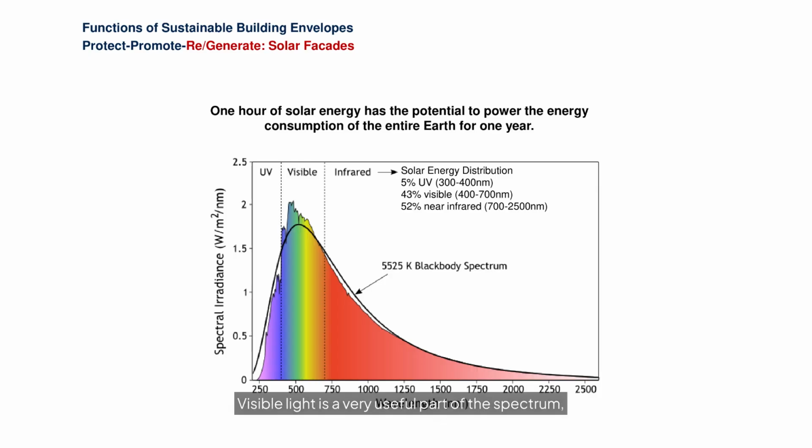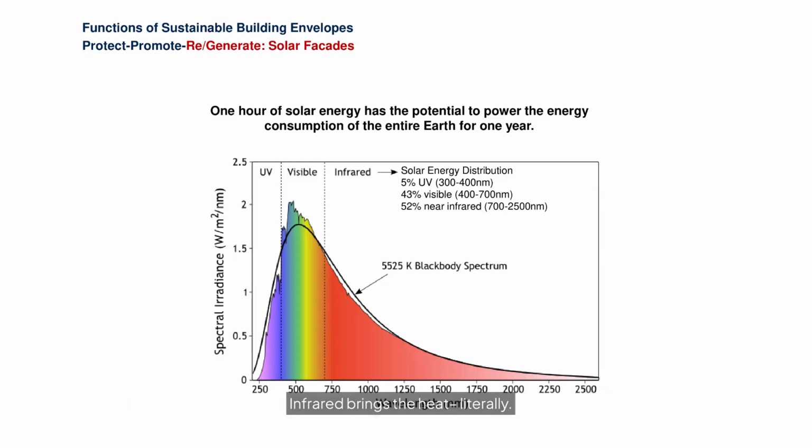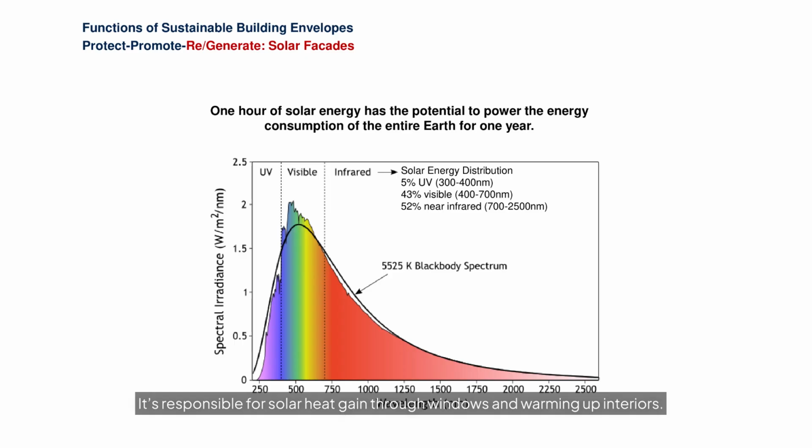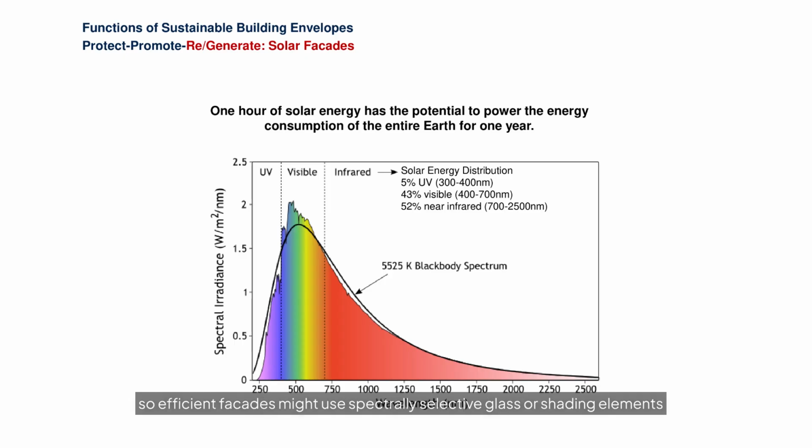Visible light is a very useful part of the spectrum, not only because it allows us to see things and is the primary source of daylight for rooms, but also because it is what solar PV cells convert to electricity most efficiently. Infrared brings the heat, literally. It's responsible for solar heat gain through windows and warming up interiors. Too much infrared can cause overheating, so efficient facades might use spectrally selective glass or shading elements to reduce energy transmission while still admitting visible light.